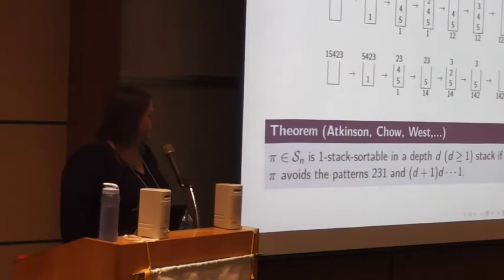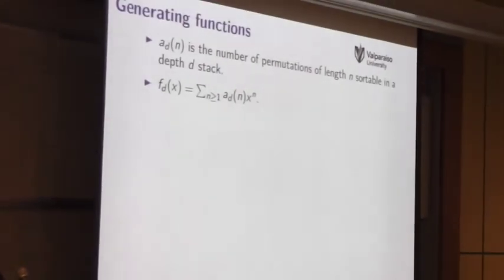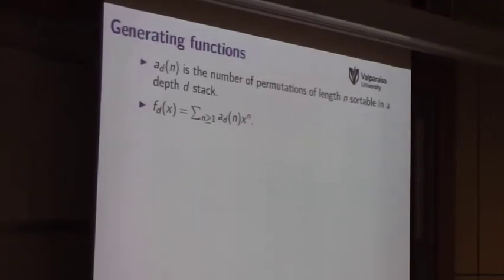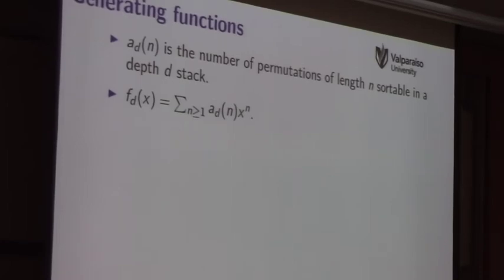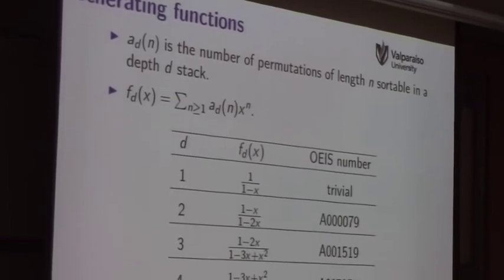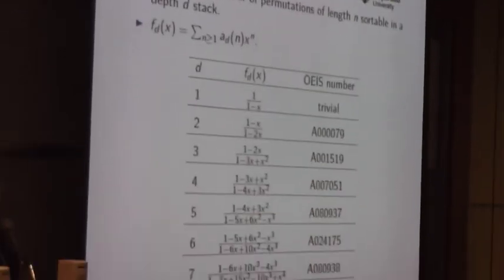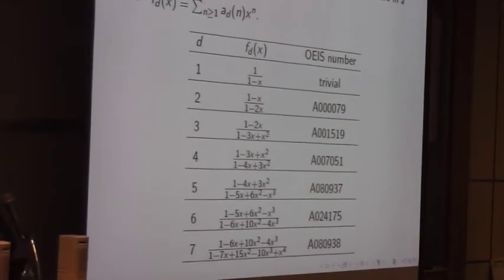And the follow-up question is, well, how many permutations look like this? So now I'm going to use F sub D for the number of permutations sortable after one pass through a depth D stack. And the students used nice recursive properties of 2, 3, 1 avoiding permutations and got these generating functions. Now, have you seen these sequences before? Perhaps in the previous problem.